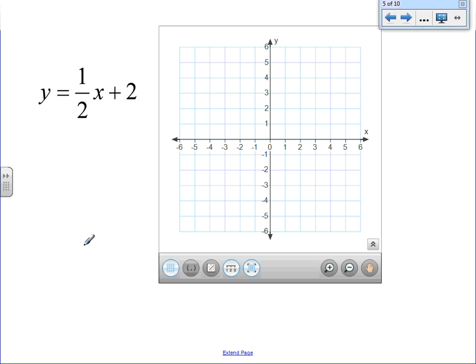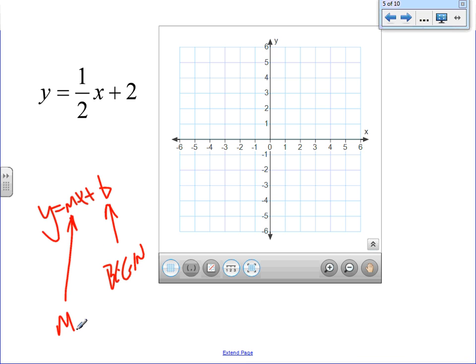Okay? All right, so when we're looking at y equals mx plus b, there are a couple of ways we can look at it. We know that this is the y-intercept, but it also tells us where to begin. So, b and begin start together. And the m, the slope, tells us how we're going to move. In this case, my y-intercept is 2, so we're going to begin at 2.